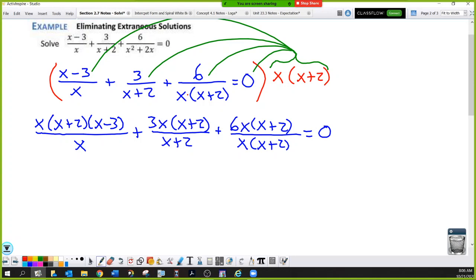All right, well, here we go. That fraction's gone. That fraction's gone. And that fraction's gone. Yay, no fractions. We do have to watch out for extraneous solutions, though, because we just eliminated denominators.